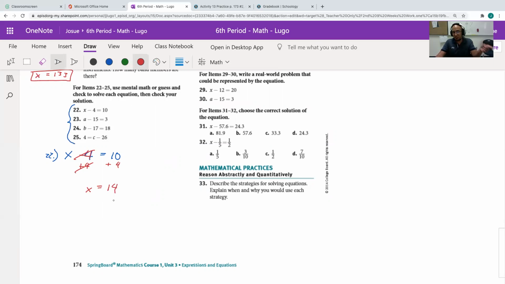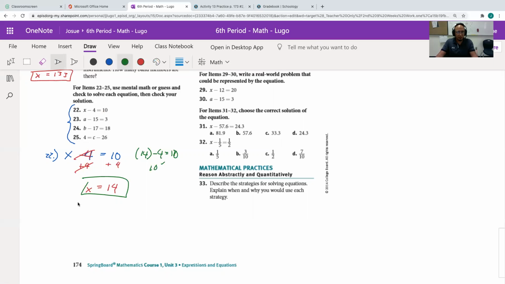How can I check that this is true? Well, instead of x minus 4, I'm going to do 14, because that was my x, minus 4. Is that equal to 10? 14 minus 4 is 10. It works out. X is equal to 14.